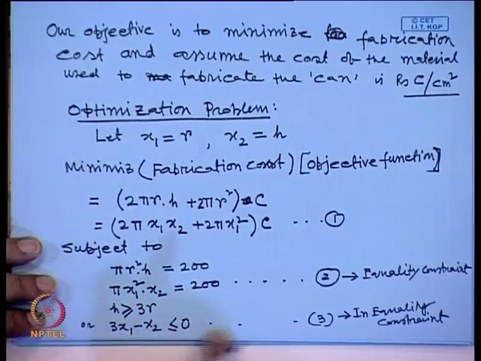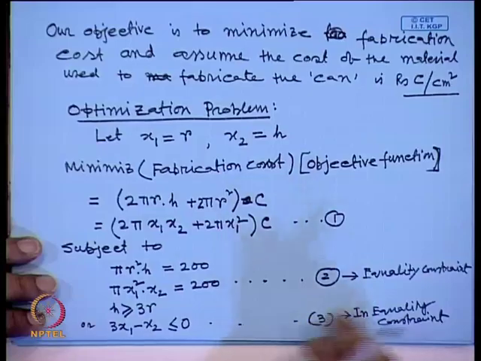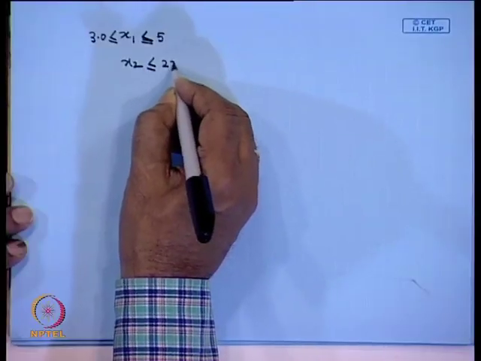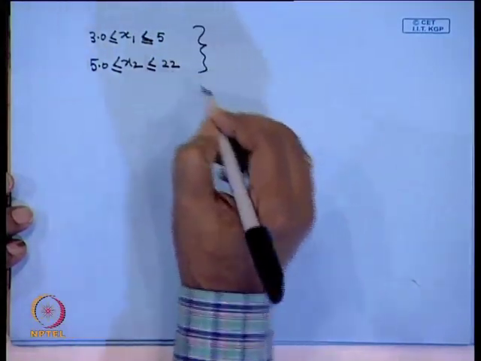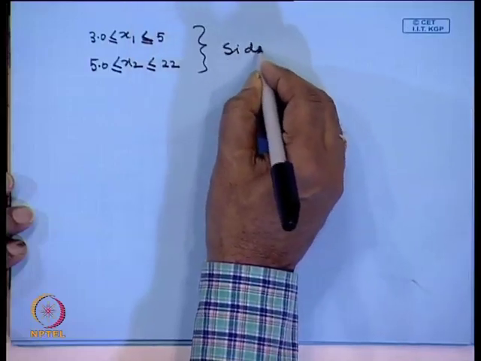Another constraint is the inequality constraint. From the statement of the problem, there are some other constraints, which we call side constraints. These side constraints are what we have written: the radius of this can is greater than or equal to 3 and less than or equal to 5. Another constraint we have given is that the height of the can will be less than or equal to 22 centimeters and greater than or equal to 5 centimeters. So, these constraints are called the side constraints.